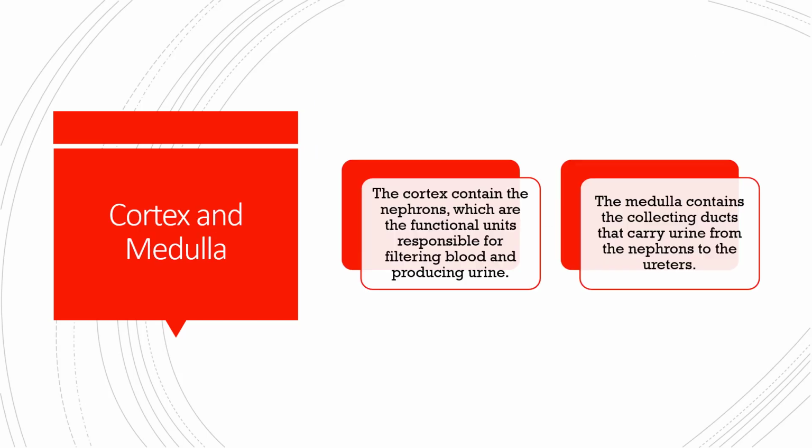Alright, let's talk about the cortex and medulla. The cortex contains nephrons, which are functional units responsible for filtering blood and producing urine. The medulla contains collecting ducts that carry urine from the nephrons to the ureters.